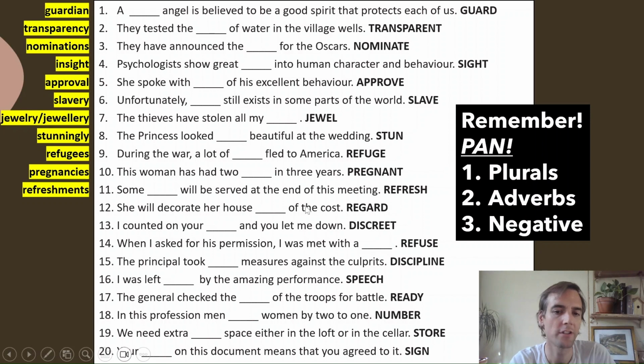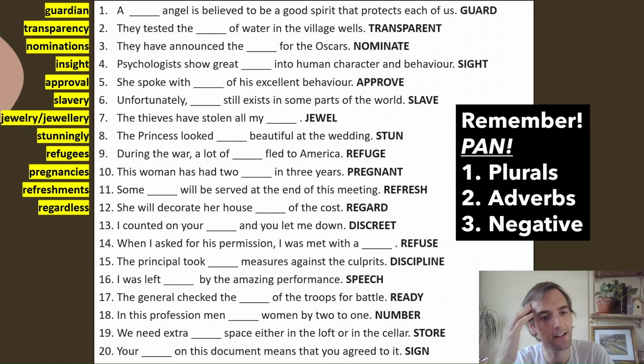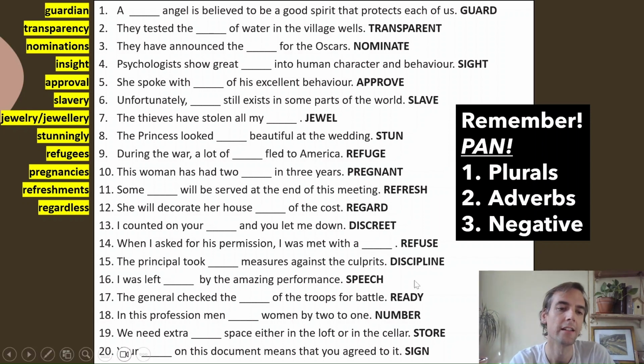12, the cost doesn't matter. Without regard for the cost. Without is less. Of course, without regard, regardless. Without care, careless. So again, patterns. What do these suffixes mean?